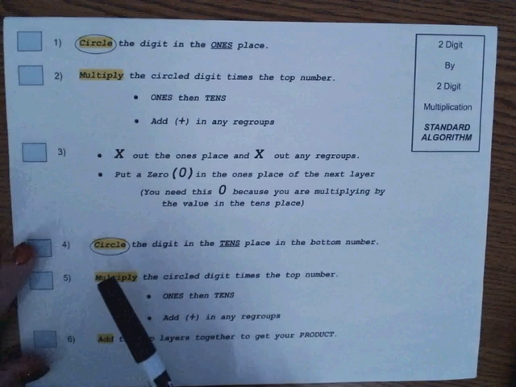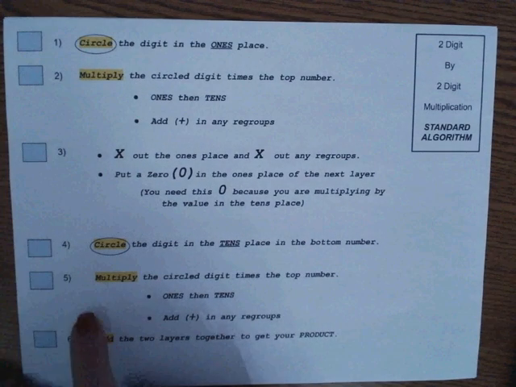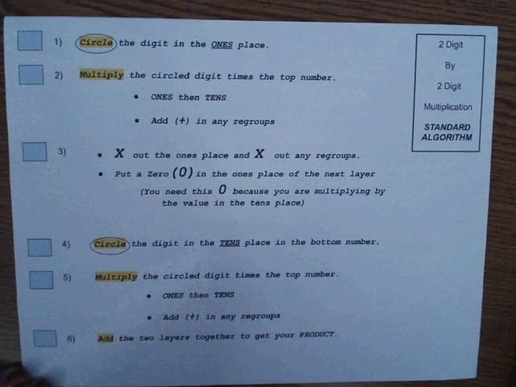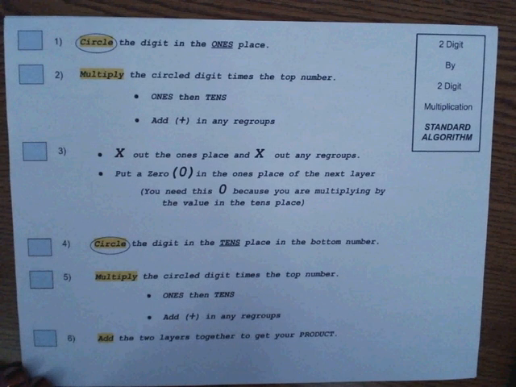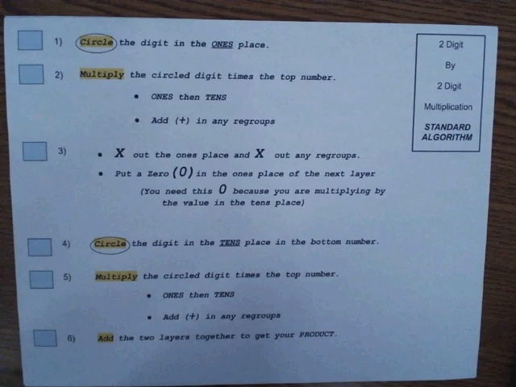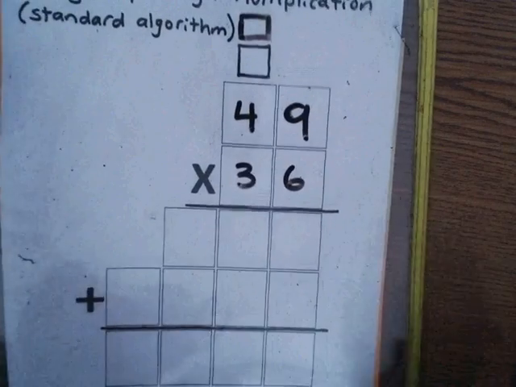problem. The fourth step is to circle the digit in the tens place in the bottom number. Number 5, multiply the circled digit times the top number, the ones, then the tens, then you'll add in any regroups, and your last step is to add the two layers together to get your product. So let's go ahead and get into an actual problem.